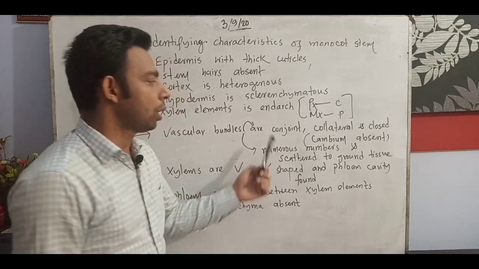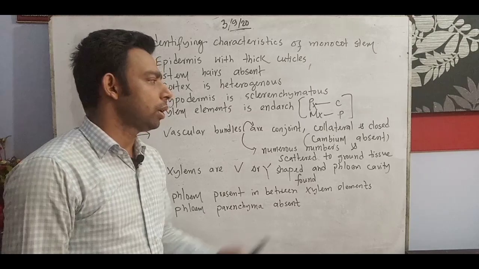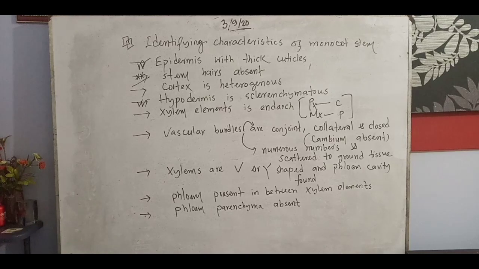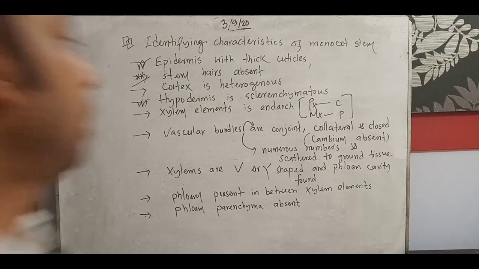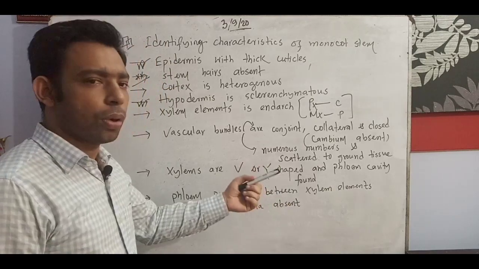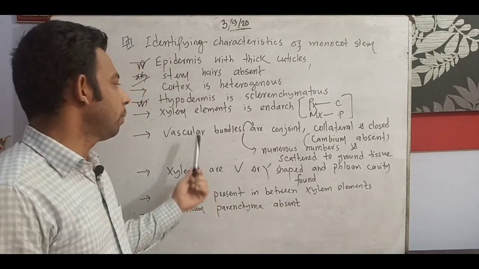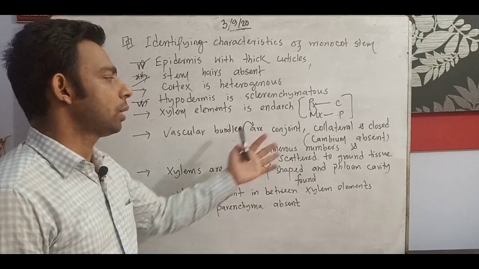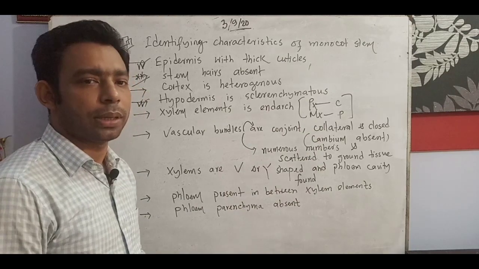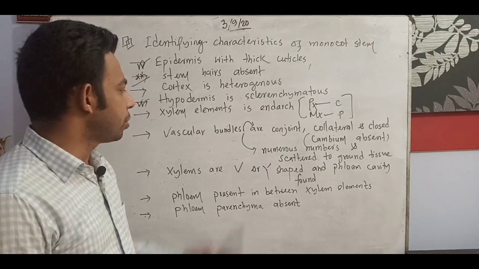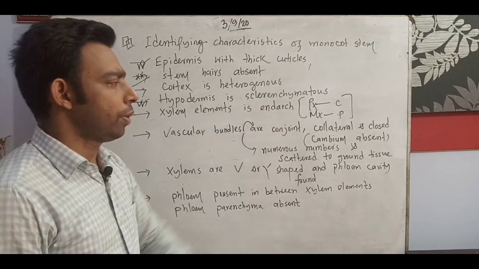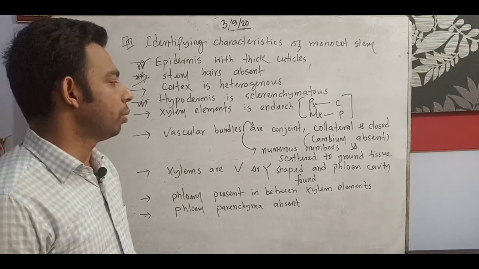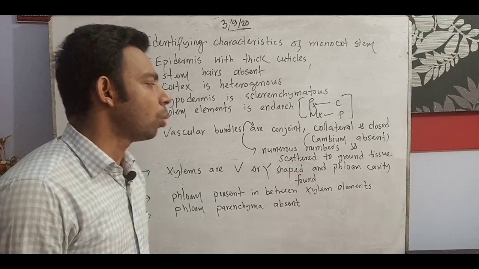Vascular bundles are conjoined, collateral and closed, where cambium is absent. Okay, vascular bundles are conjoined, collateral and closed. Since they are conjoined, collateral and closed, cambium is absent there. It is very important. Numerous in number and scattered in the ground tissues.